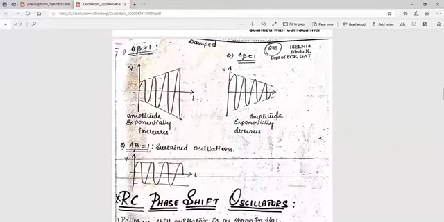Now when I say sustained oscillations, I need to keep my A beta equal to 1. This is one of the Barkhausen criteria, where A into beta should be equal to 1. If you keep it at this particular condition, we will get something called sustained oscillation. That is an oscillation of constant amplitude and constant frequency.